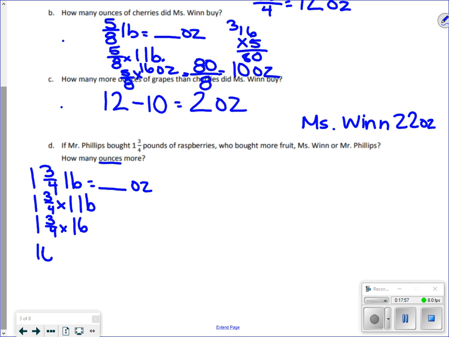16 times 1 is 16. 16 times 3, 48. Do not multiply the denominator. You can, as I said before, multiply a whole number by a mixed fraction. But you cannot multiply that denominator. Whole times the whole, times the numerator. Do not multiply that denominator. It's 48 over 4.